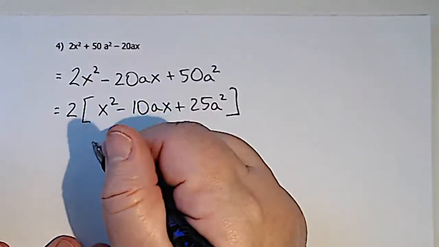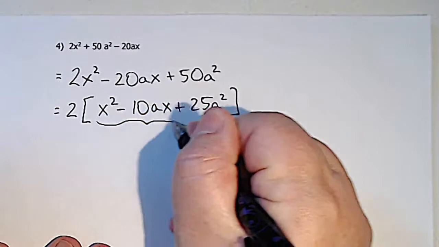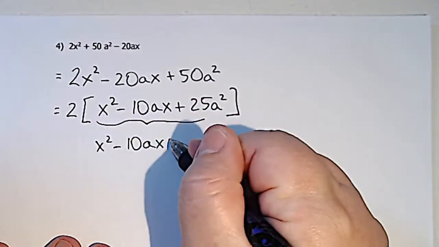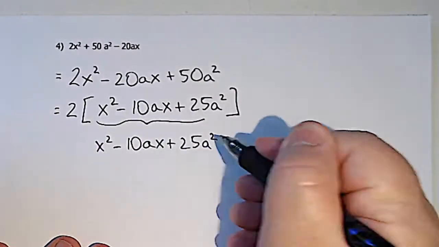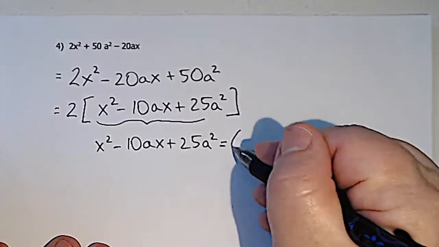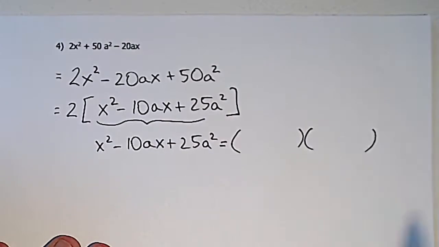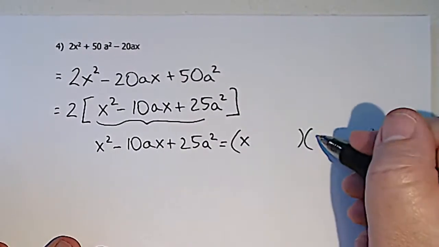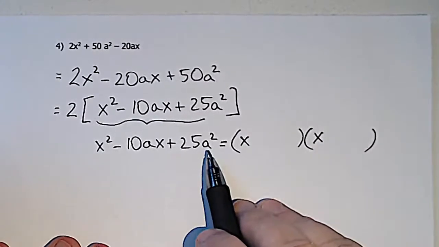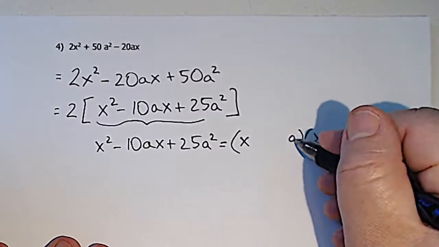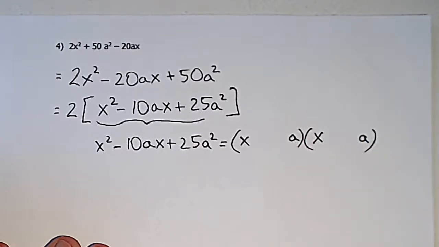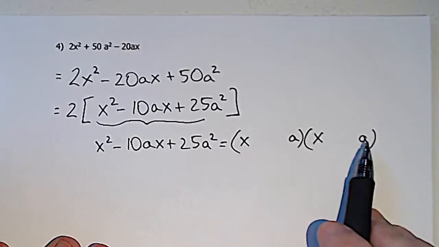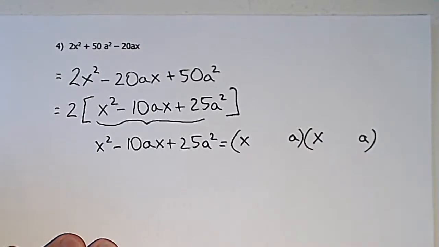So I'm just going to look at this part. So I'm just going to look at the x squared minus 10ax plus 25a squared. And I am personally going to try to split it up into 2 factors. Now, since I've got x squared to begin with, I know it starts with an x and an x. I've got an a squared at the end, so I know I have to have some a's as well. So this is a little bit different because I have to start with variables and I have to end with variables. And then I also have to deal with the numbers.